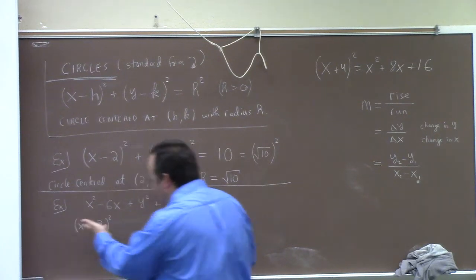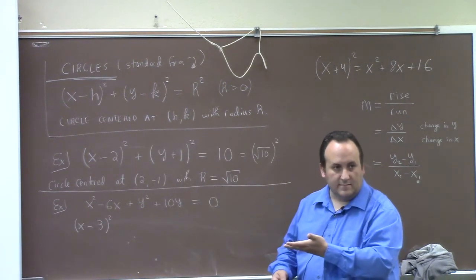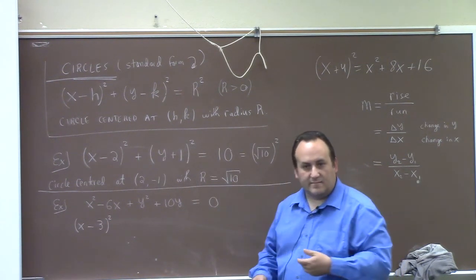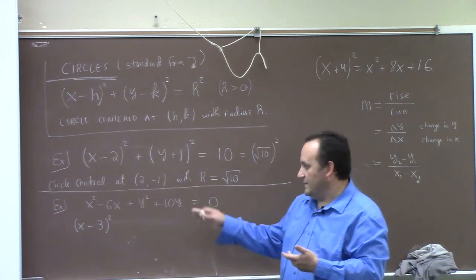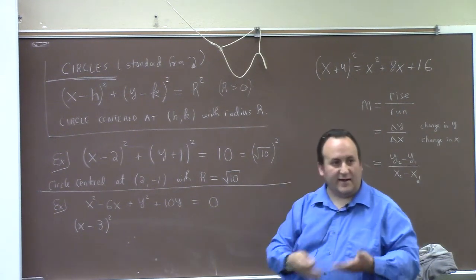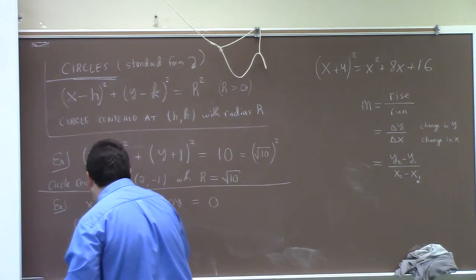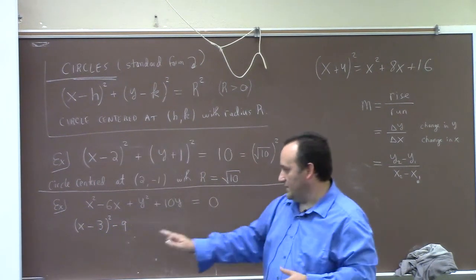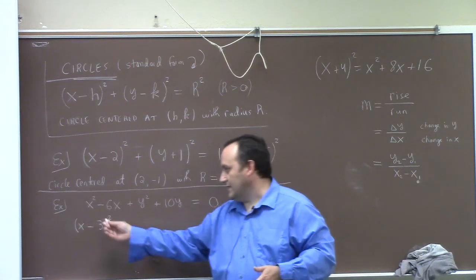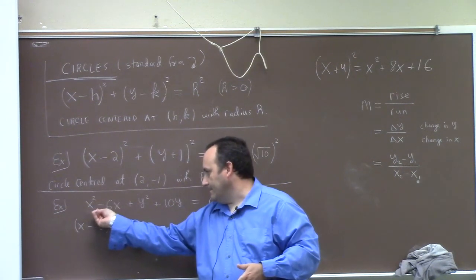Now, what have I done when I do that? I've just added 9, right? There's no 9 here, right? So I have to be fair, I have to subtract 9. Now that I've done that, what I've just written here is exactly the same as what's right here.